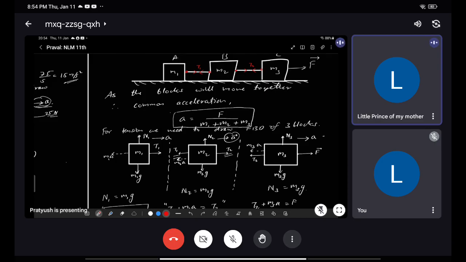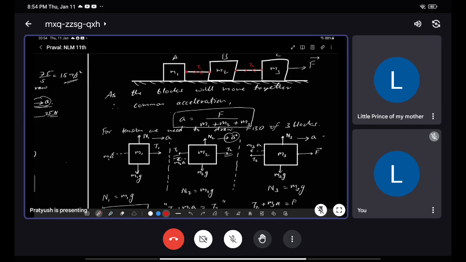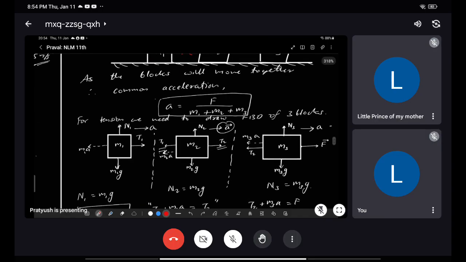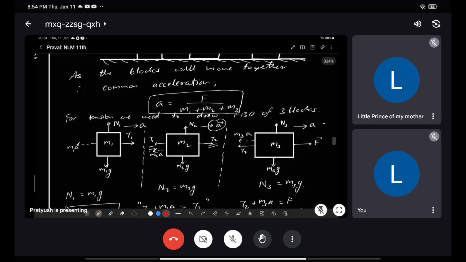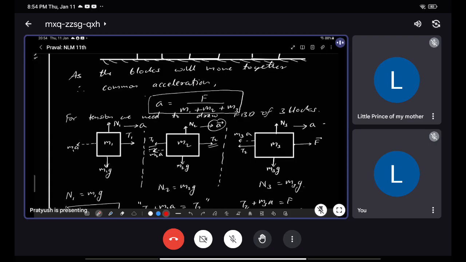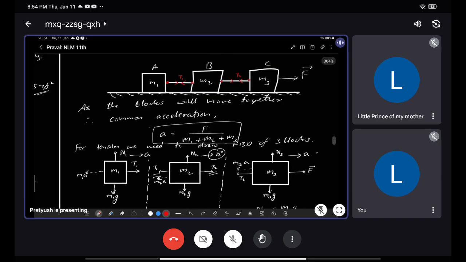See, one thing. When we draw the FBD, what we are able to see here is that tension T1 is pulling M1 in the horizontal direction. Tension T2 is pulling M2 in the horizontal direction, and external force F is pulling all these three blocks. Getting it, Hemant? So that's why for all three blocks, a separate FBD we must draw.